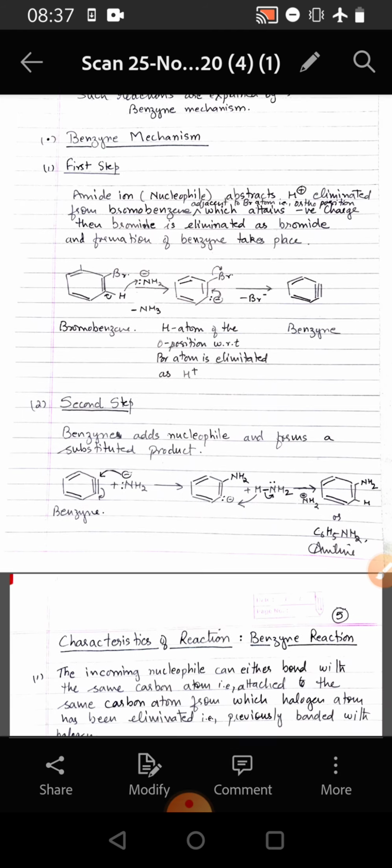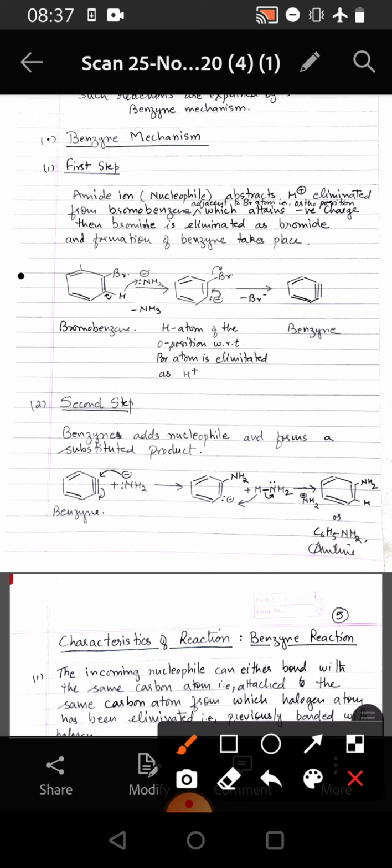So if we see the benzyne mechanism, it takes place in two steps. In the first step, the amide ion, that is the nucleophile, abstracts the proton which is eliminated from the ortho position of the bromobenzene, and the negative charge develops at the ortho position to the halo group, for example the bromo group in this case.